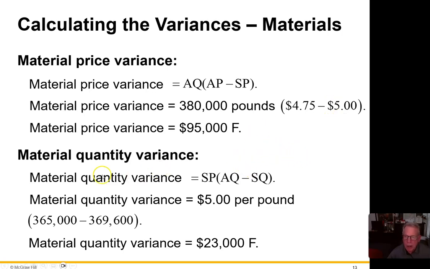Now the quantity variance, in equation form, we're going to take the standard price times the actual quantity minus the standard quantity. And when we do that, the material quantity variance will be $5 per pound times 365,000 minus 369,600. Okay, and that gives us a material quantity variance of $23,000 favorable.